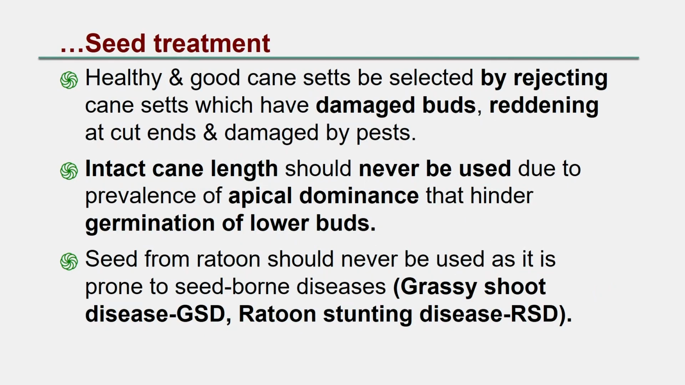Healthy and good cane sets should be selected by rejecting cane sets which have damaged buds, reddening at cut ends and damage by pest. Intact cane length should never be used due to prevalence of apical dominance that hinders germination of lower buds. It is interesting, sometimes some farmers who do not have knowledge, they plant the whole cane without cutting it into pieces. That should not be done. It would affect the germination adversely.